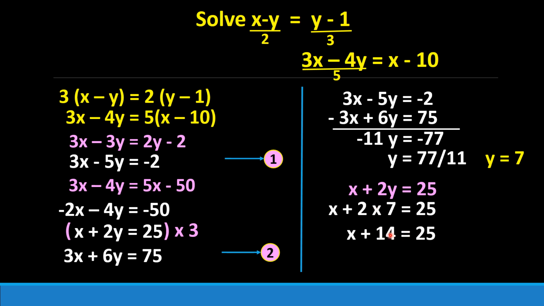This 14 can be taken to the right hand side and subtracted from 25. So x is equal to 25 minus 14. Therefore, x is equal to 11. So the solution of this problem is that x is equal to 11 and y is equal to 7. Now that is how we solve simultaneous linear equations with two unknowns. This is the elimination method of solving the simultaneous linear equations with two unknowns.